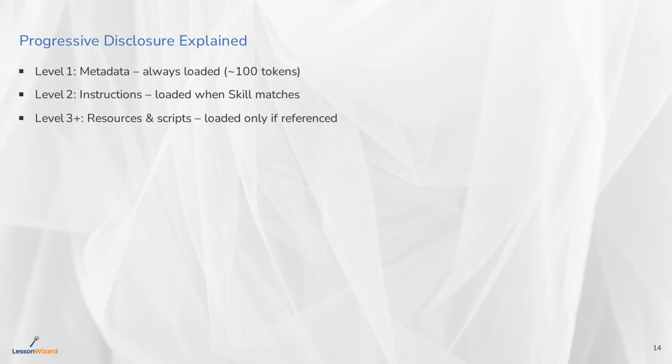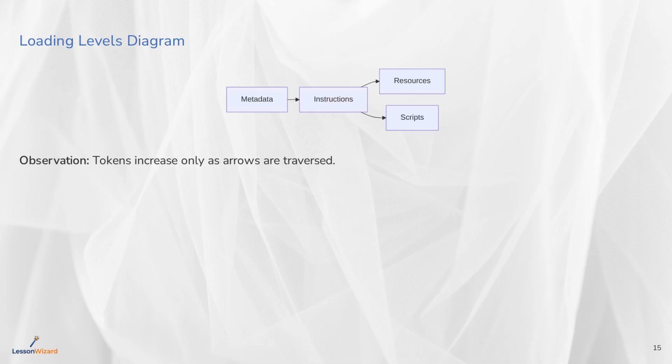Think of the skill as a multi-layered onion. The outermost layer, metadata, is always present, letting Claude know the skill exists. Deeper layers are peeled back only when the conversation demands them, keeping token usage low. This flowchart shows the path Claude follows. It starts at metadata, moves to instructions if the trigger matches, and then optionally to resources or scripts. Each step adds tokens proportional to the content loaded.